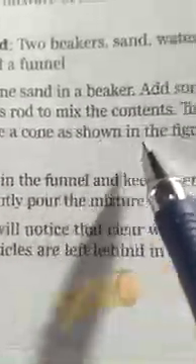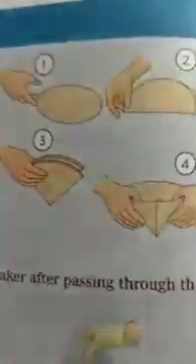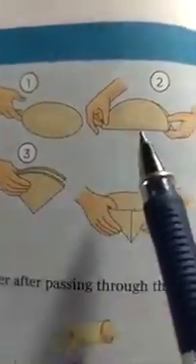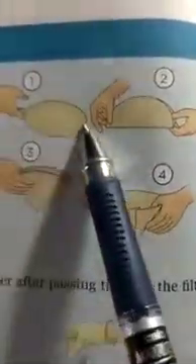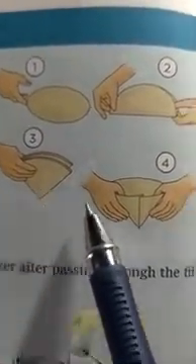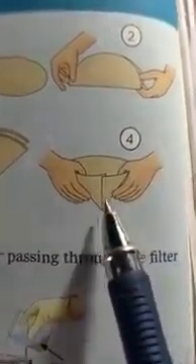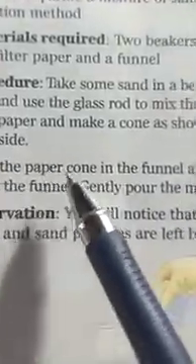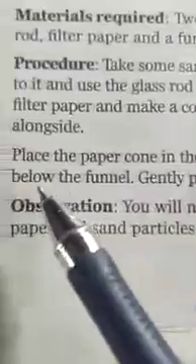Now take a filter paper and make a cone as shown in the figures given alongside. Dear students, this is the method of making a cone. First step, second we have to fold, third we fold again and make it in this way, and fourth, this is the way of making a cone of a filter paper.